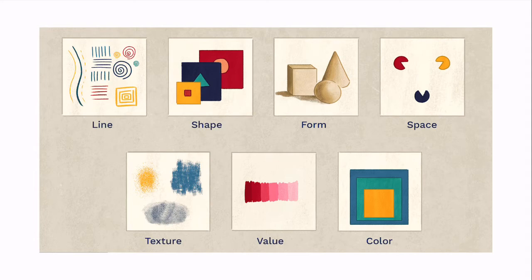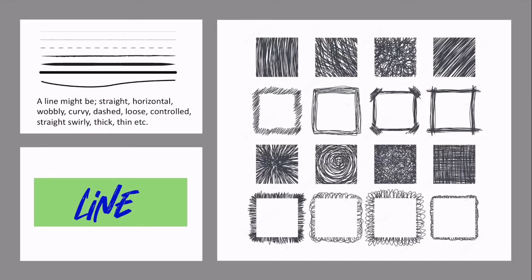So let's have a look at line then. I'm sure you all know what a line is, but let's think about how a line can look. So it has a starting point. Sometimes it's straight, sometimes they can be horizontal, sometimes wobbly, curvy, dashed, loose, controlled, straight, maybe swirly, thick, thin, etc. Okay? So think about how you use your lines in art. Maybe you use them for your drawings. Maybe you use a different pen to make them thicker. Or maybe you use a fine pencil to make them thin.